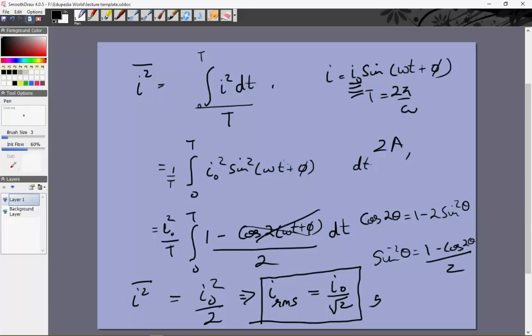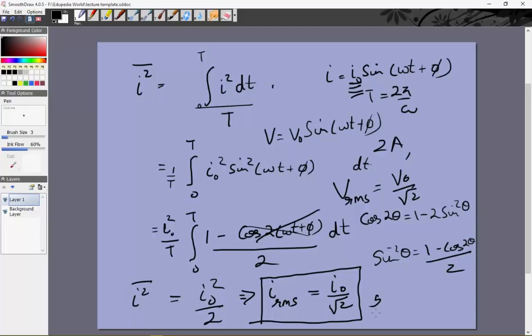By the way, all this is same for potential as well. That means if we take V is equal to V naught sine omega t plus phi, then the average potential will be 0. The mean square potential will be V naught square by 2. And the root mean square potential, VRMS, will be V naught by root 2. That is the amplitude divided by root 2.